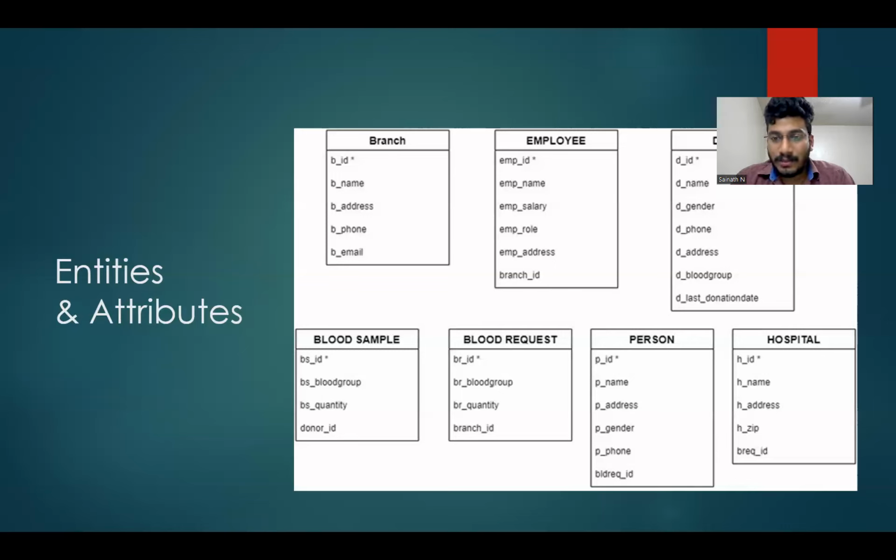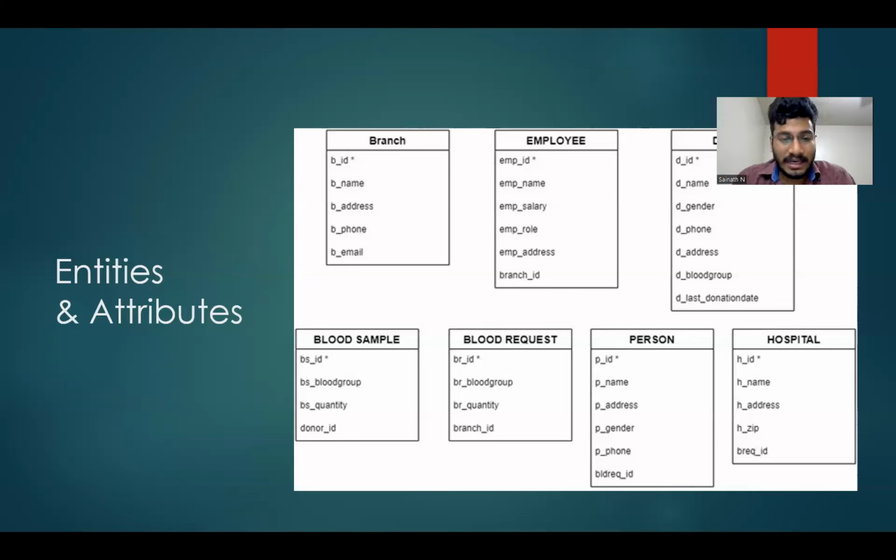And coming to the donor table, along with the unique primary key, I have considered name of the donor, gender, phone number, address, blood group, and the last donation date. Basically, I have created this attribute to maintain the date that he has donated at the last time.